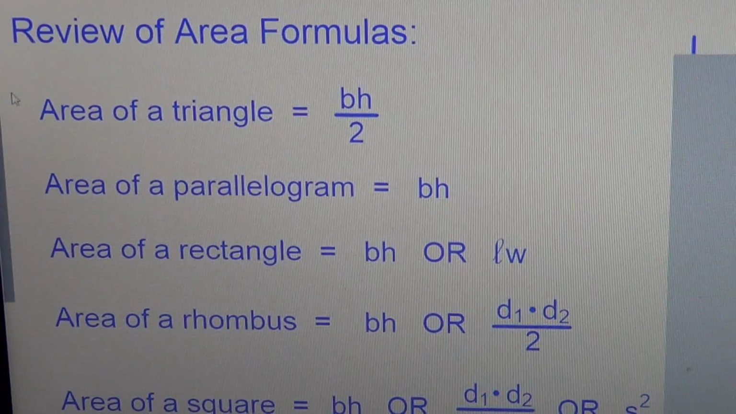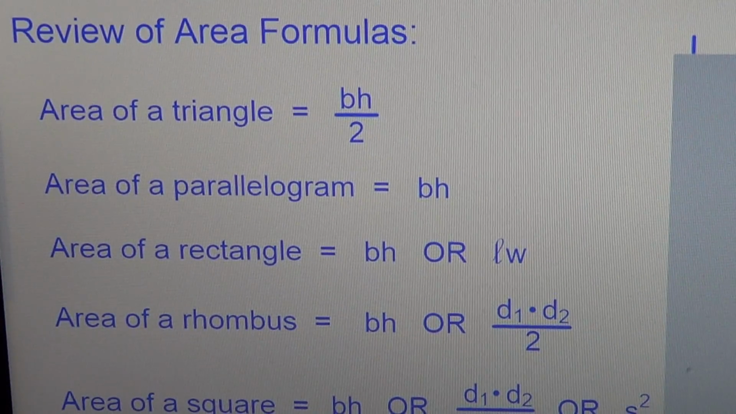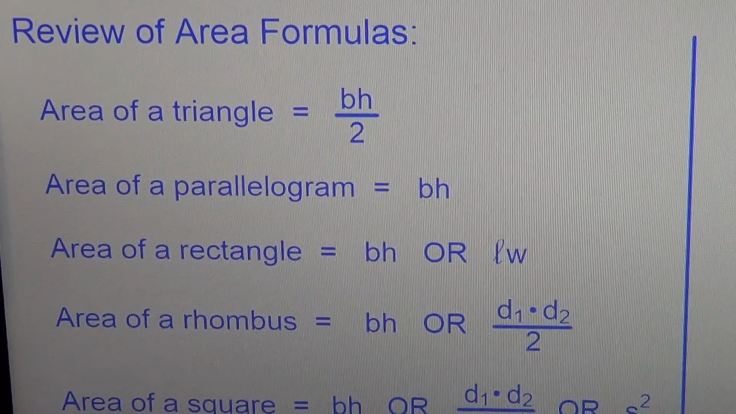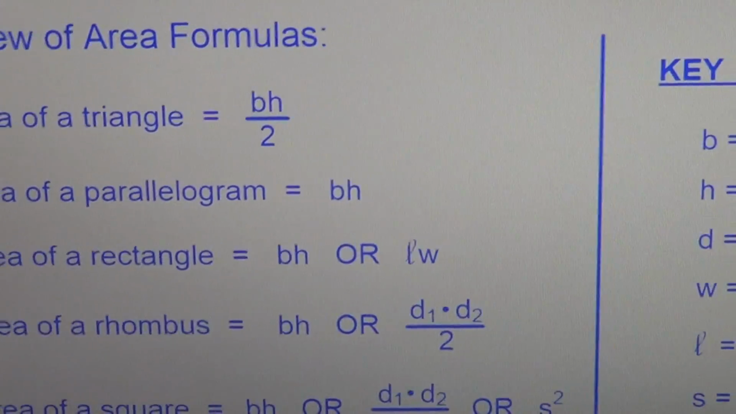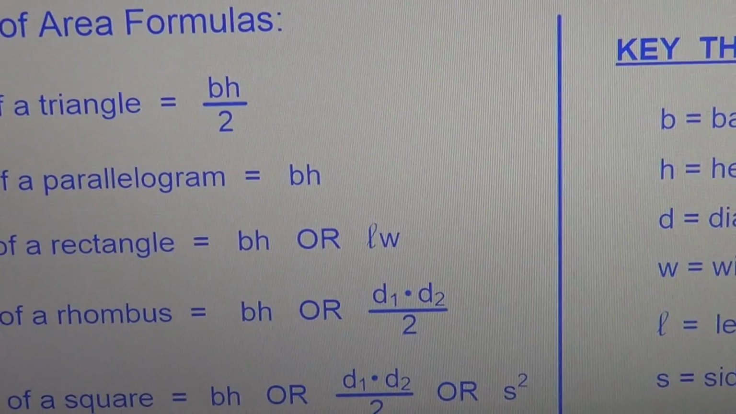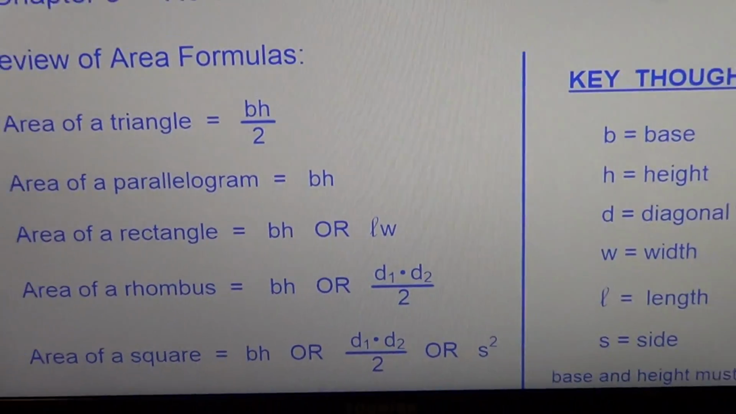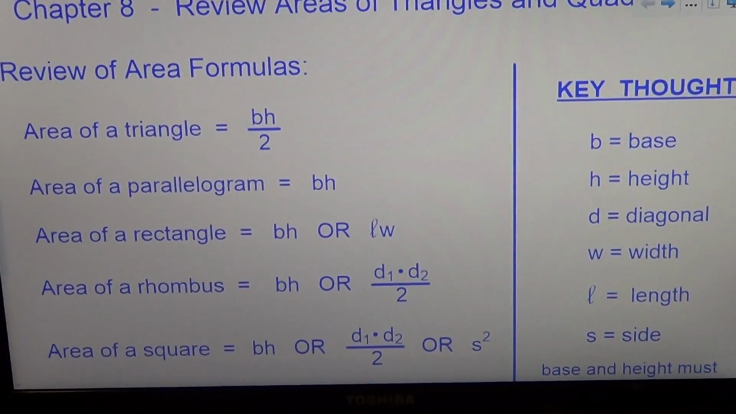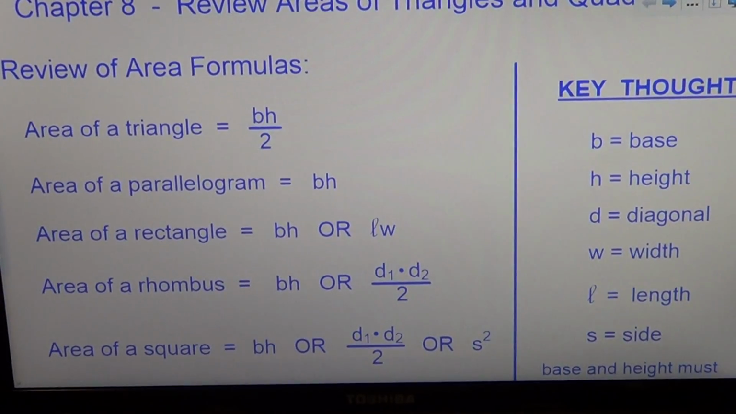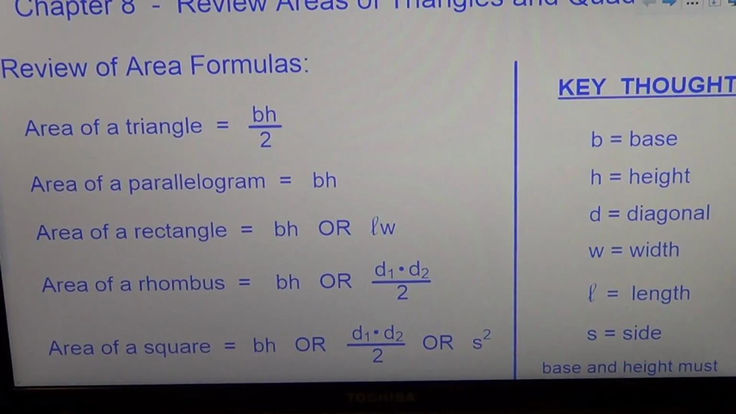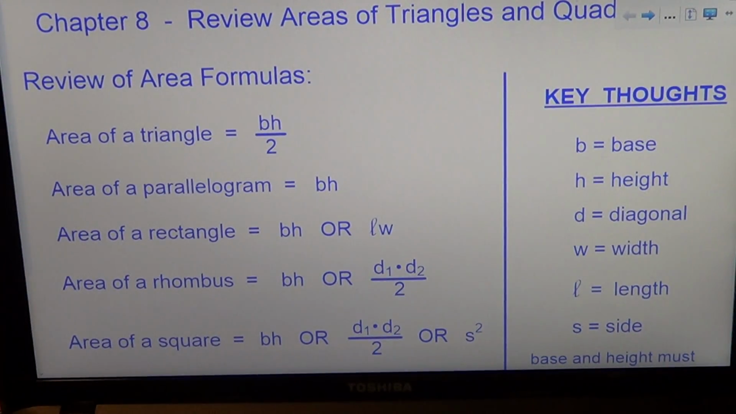Okay, so key thoughts. Let me move the camera over here so you can see this. Actually, maybe I'll just zoom out a little bit. Hopefully you can still see it all. Okay, so here we go. Some key thoughts about area. B stands for base. I was saying that as we went through anyways. Hopefully you remember that. B stands for base. H stands for height. D stands for diagonal. W for width. L for length.